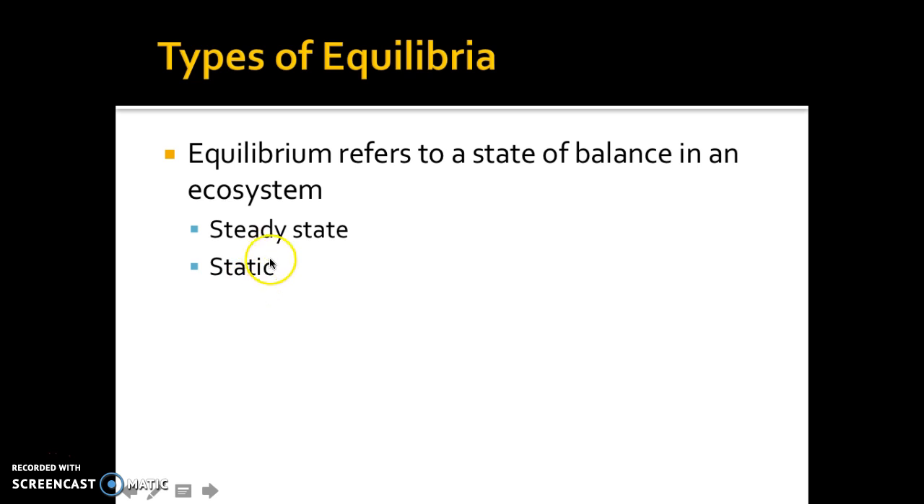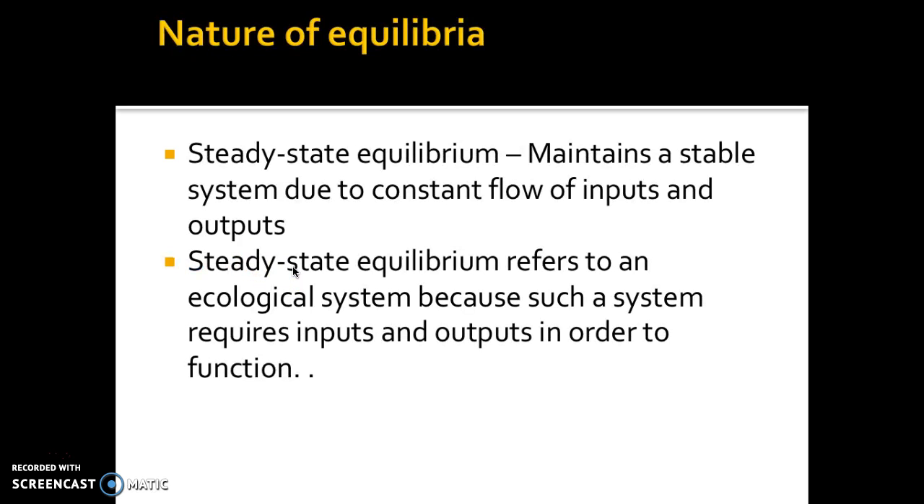But in static equilibrium, we're saying everything always stays exactly the same, right? So again, in the steady state, we said there could be some fluctuation, depending on what's happening within that system. But overall, if we took an average of the conditions, they would be fairly consistent.